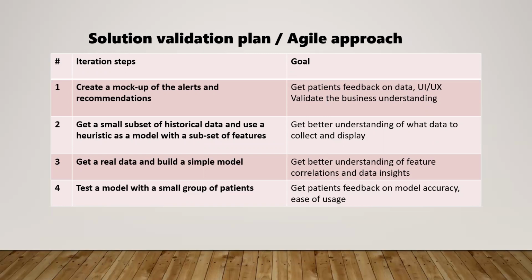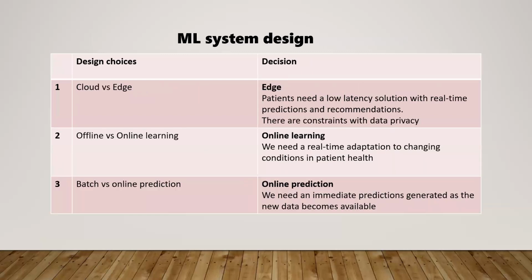Then we would take a subset of historical data and build a heuristic as a model to better understand what kind of data to collect and how to display it, and then would be a simple model, so we would better explore the feature correlations and data insights, and then we would build a model and test it on a small group of patients to get their feedback on the model accuracy and ease of usage.